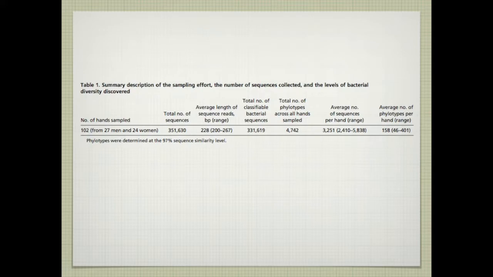Average number of phylotypes per hand. Excuse me, phylotypes. On average, you have about 158 phylotypes per hand. I misspoke. They got about 3,000 sequences per hand. But when you add them up, they come up to 5,000. So we have like anthrax in our hands? Sure. In some number, yeah.